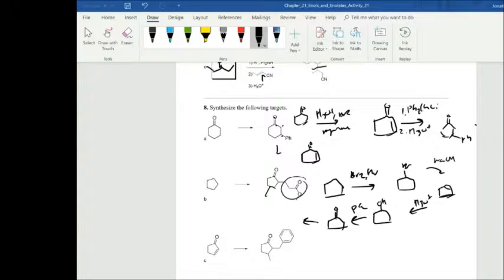Because I mean it's 1,4, right? 1, 2, 3, 4. So this is easy, right? 1, 2, 3, 4. Boom, like that. That's the easy part. Now the question you have to ask yourself is, how do I make it exclusively 1,4? We just learned moments ago that in the Stork Enamine reaction, we only have 1,4 products. So all you really need to do is use any random secondary amine.